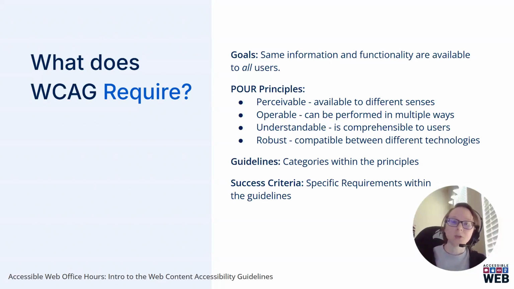Robust means that digital content must be built in ways that supports compatibility between technologies like browsers, operating systems, and assistive technology. Each of these principles breaks down into a set of guidelines, and each guideline contains a set of specific requirements, also called success criteria. In the interest of time, we won't dig too far into individual requirements in this presentation.